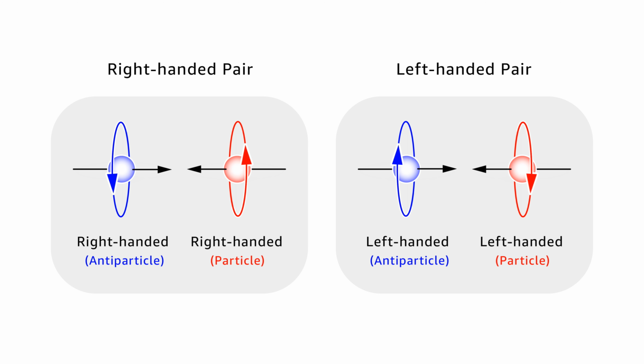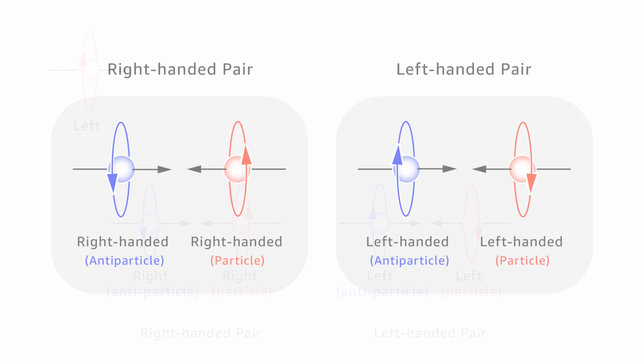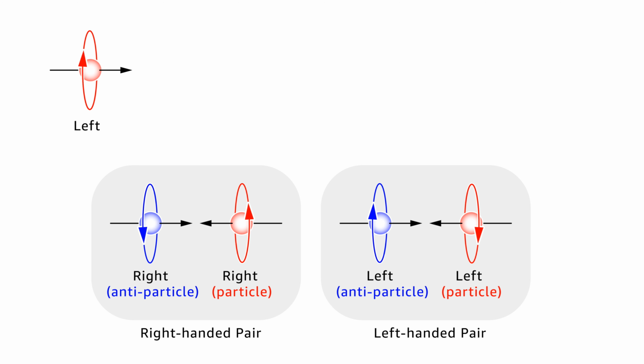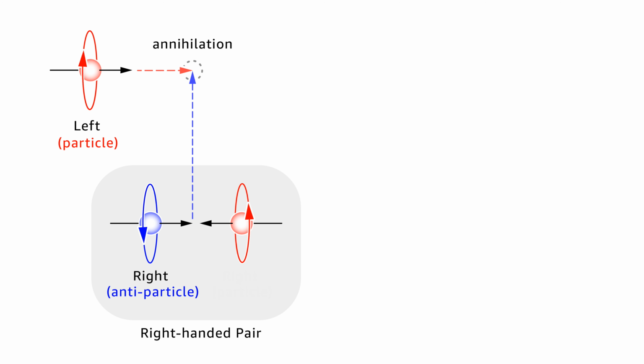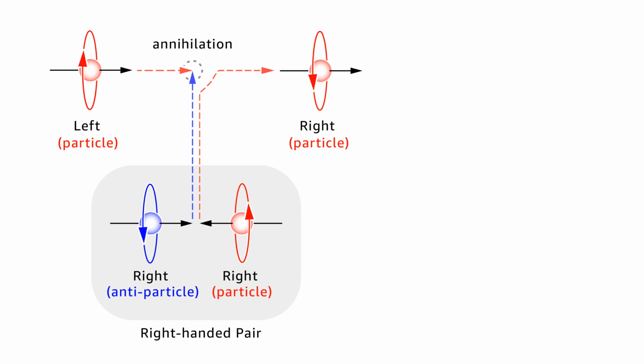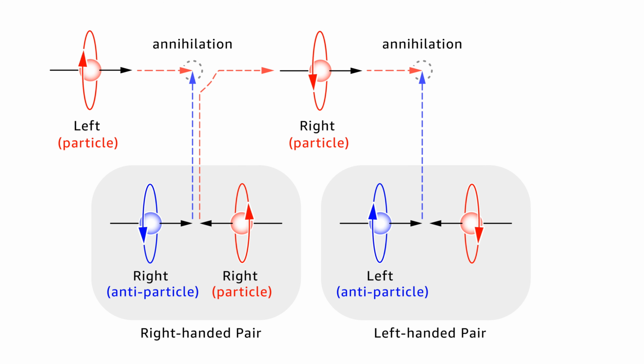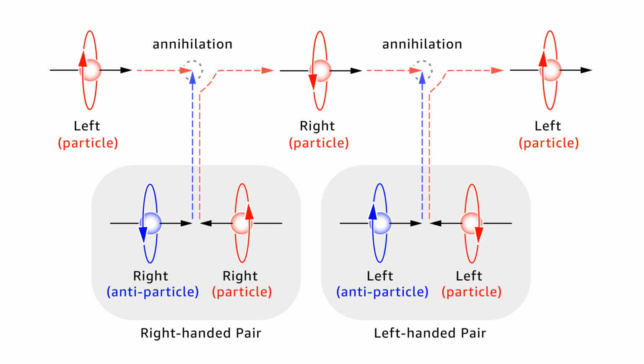In this way, the net momentum of each pair becomes zero. Both the net momentum in the direction of travel and in the direction of spin become zero. These pairs can create inertia in the following way. First of all, the left-handed antiparticle collides with the right-handed antiparticle, and they annihilate. Because of this annihilation, only the right-handed particle remains. In this process, the left-handed particle is replaced by the right-handed particle, as illustrated. Next, the right-handed particle collides with the left-handed antiparticle, and they annihilate. Because of this annihilation, only the left-handed particle remains. That is, the right-handed particle is replaced by the left-handed particle, as illustrated.